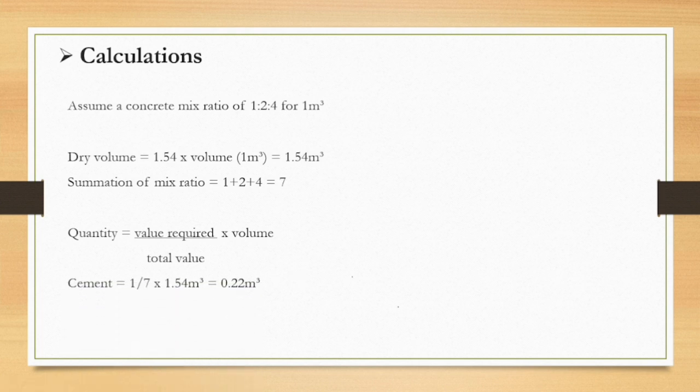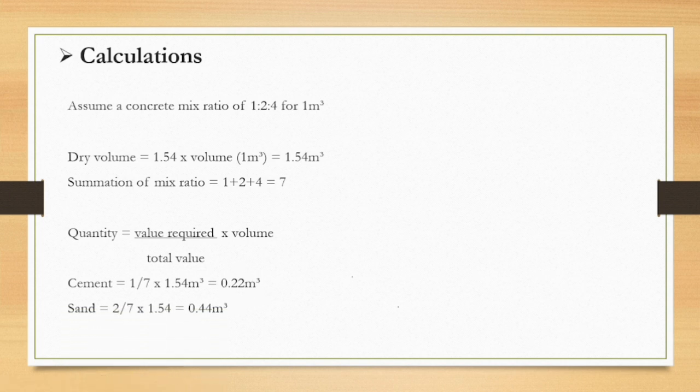Now, if you need the quantity of cement, this is what you are going to do. It will be 1/7, that is the part that belongs to cement, which is 1. Just like on this message that I said, this is for cement, this for sand, and this for granite. There is 1 over the total value, which is 7, then multiplied by the volume that we have here. If you do that, you are going to have 0.22 meter cube.